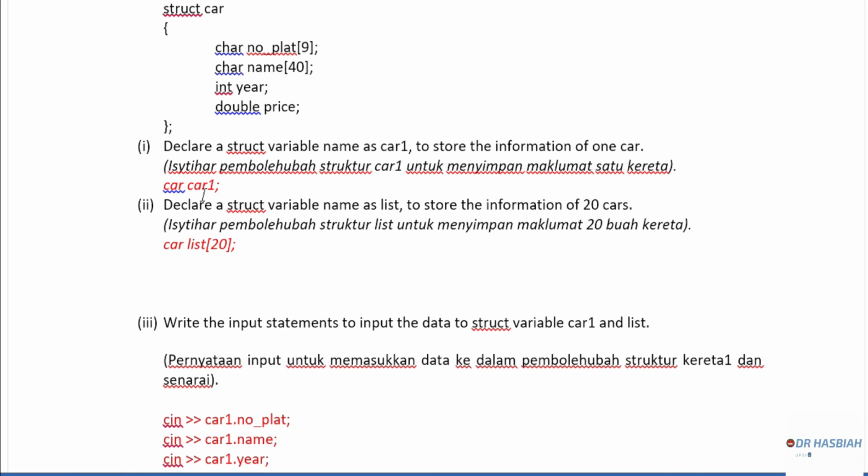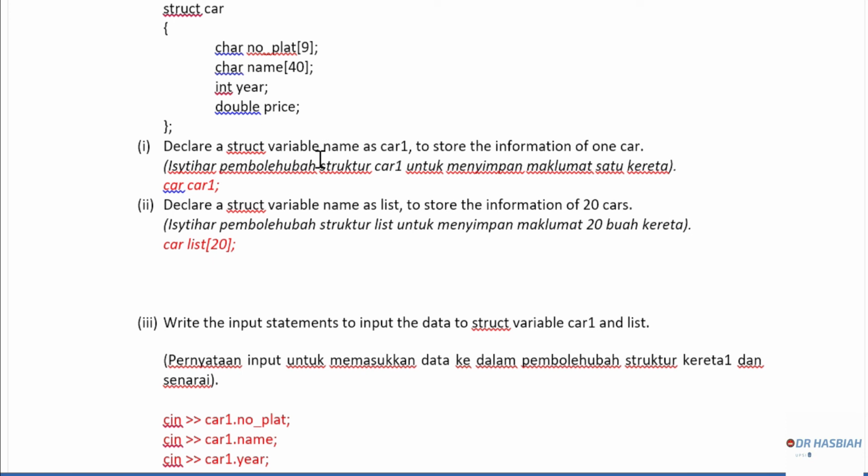Okay, the first question here. Declare a struct variable name. You have to declare a struct variable because this is the car here, your struct. Declare a struct variable name as car1 to store the information of one car. In this case we have the struct definition but we don't have the declaration. So now the question asks us to declare a declaration of the struct.